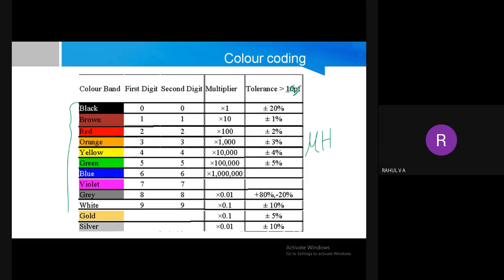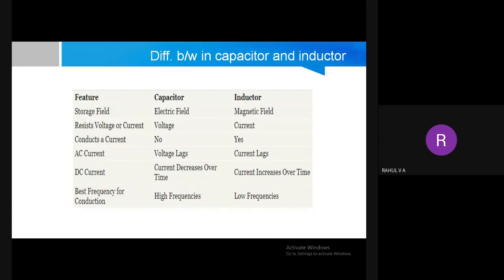Then we have seen the color coding. We are following the same table which we use for resistance and capacitance. And whatever value you get from this will be in terms of microhenry. Microhenry is what we will get.